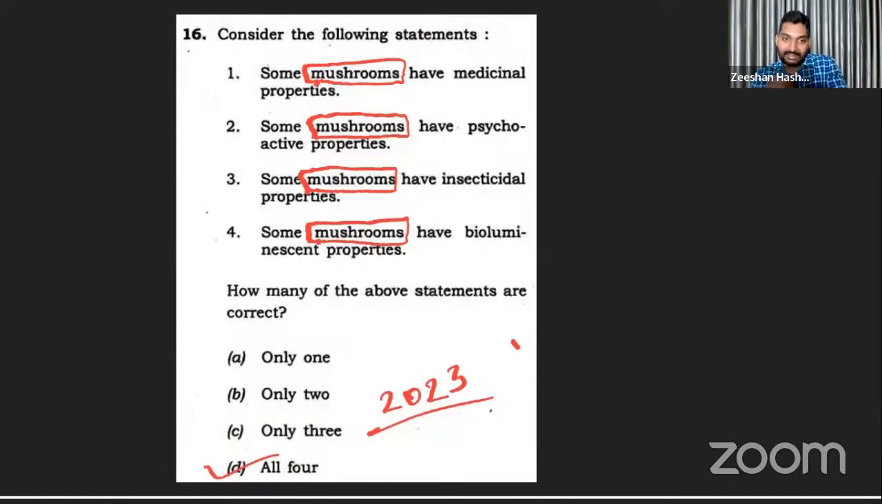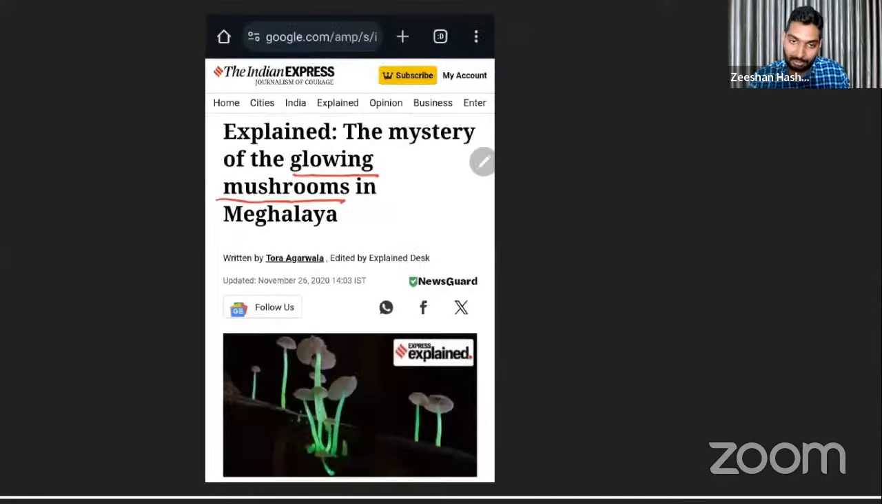So in 2023, there was a pretty direct question, although this question seemed a bit vague, prima facie. The question was, some mushrooms have medicinal properties, some mushrooms have psychoactive properties, some mushrooms have insecticidal properties, and some mushrooms have bioluminescent properties. Again, this question was in keeping with this trend. Now, as we have just discussed, we are expected to stay abreast with the current affairs with respect to mushrooms, Indian mushrooms prominently in news.